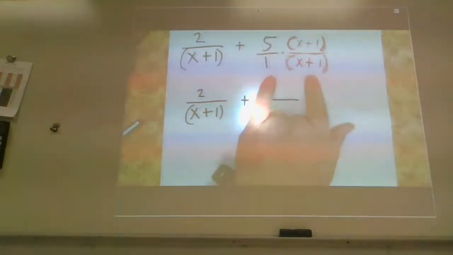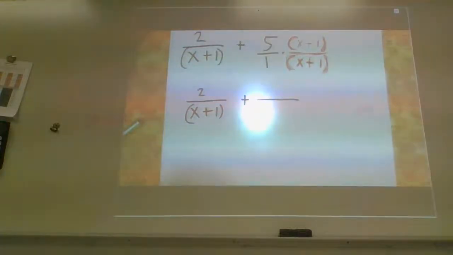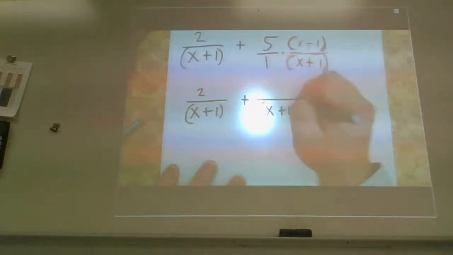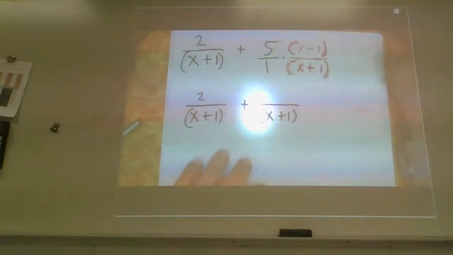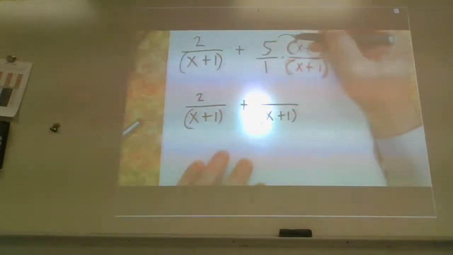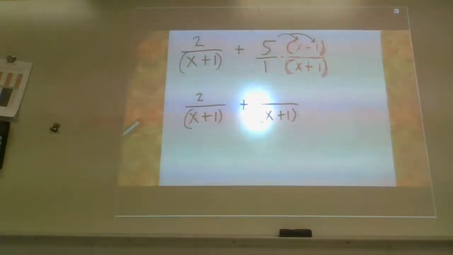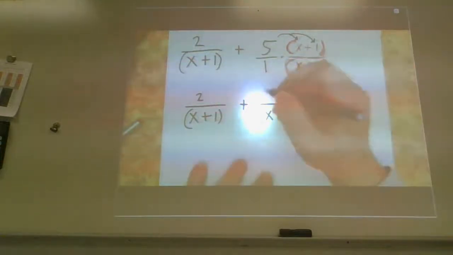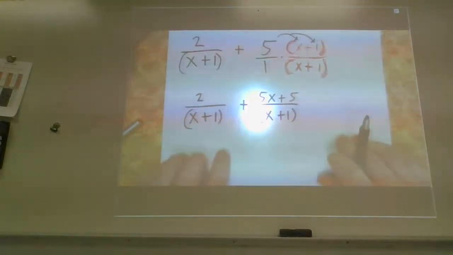If I were to multiply the denominator on the second fraction, 1 times x plus 1, I would get x plus 1. Do they now have the same denominator? They do. But I just have to take care of one extra little thing. Up here, I am going to have to simplify this numerator. Look how I just did that. I'm going to have to simplify this numerator by distributing that 5.